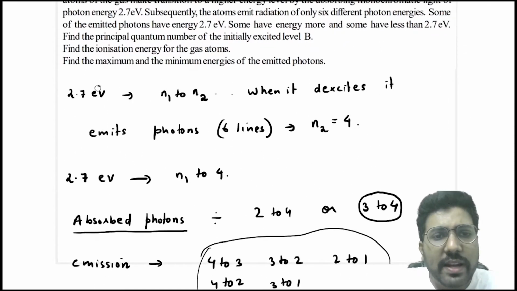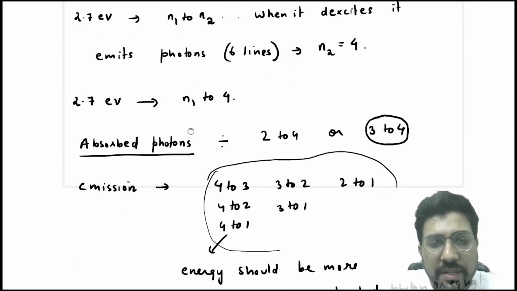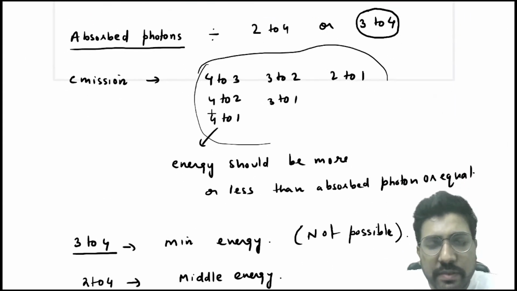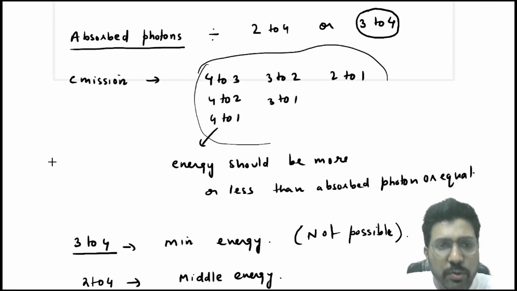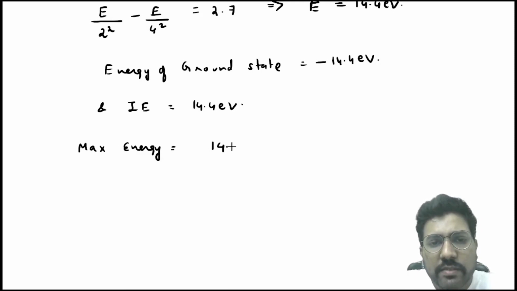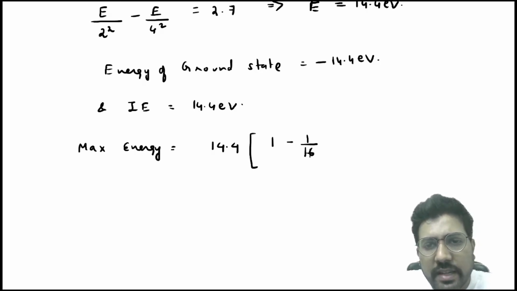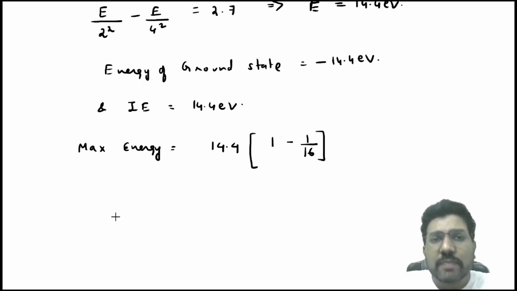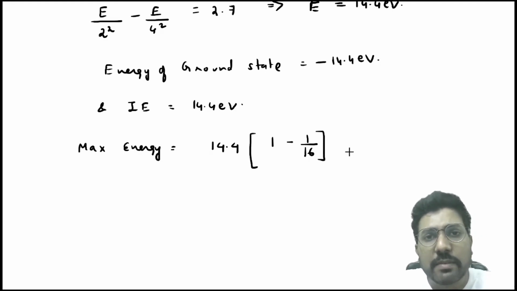Now let us look at the next question. They are asking you to find the maximum and the minimum energies of the emitted photon. Now the maximum energy will be from 4 to 1 and the minimum energy will be from 4 to 3, right? So the maximum energy from 4 to 1 is 14.4 × (1 − 1/16), because I'm just doing the energy difference. The fourth level has energy 14.4/4², and the first level has energy 14.4.